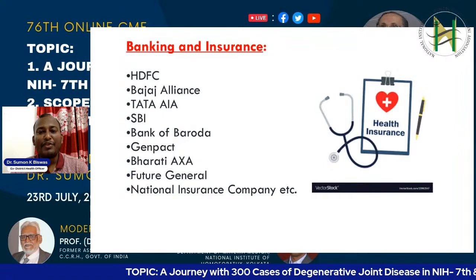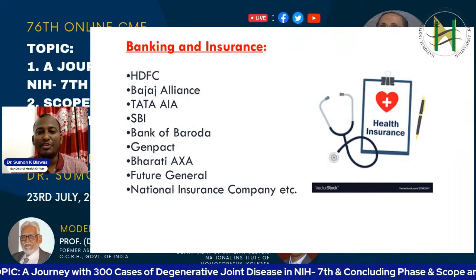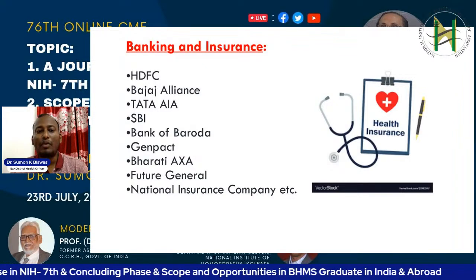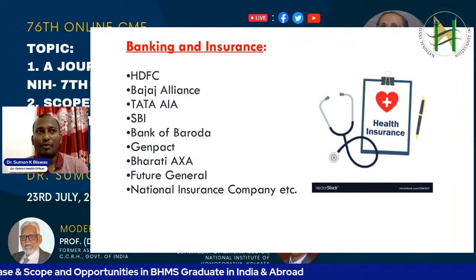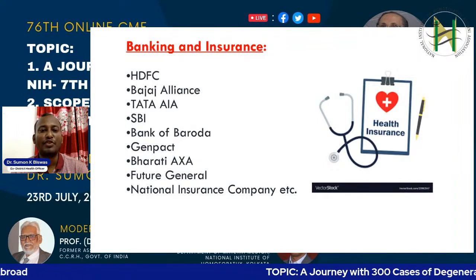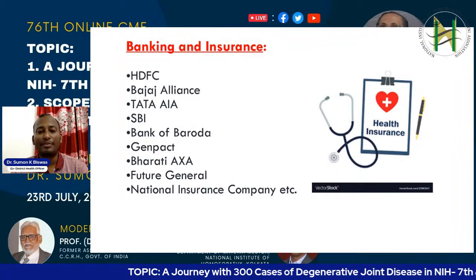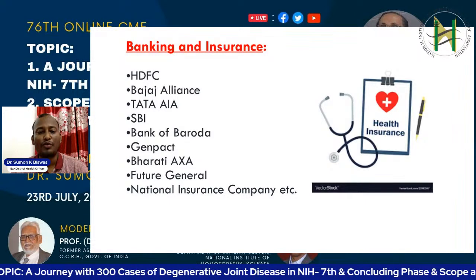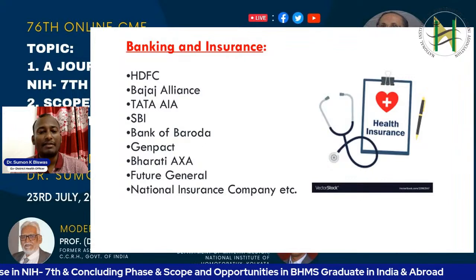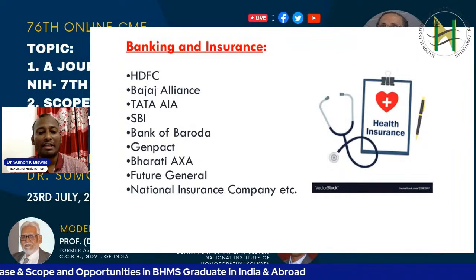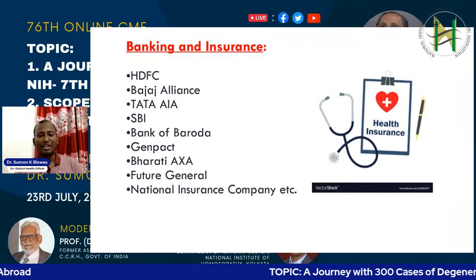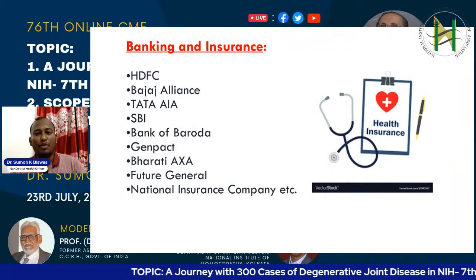If you look around the banking and insurance sector, there are 15 health insurance companies providing medical coverage, and it comes from homeopaths. You can work there as a medical officer. For example, at HDFC, for a patient who applies for Mediclaim, if you work as a medical health insurance officer, you need to verify it. All these institutes have opportunities for us as medical health insurance officers: HDFC, Bajaj Allianz, Tata AIG, SBI, Bank of Baroda, Genpact, Bharti AXA, Future Generali, National Insurance Companies. These are the organizations that have opportunities to work with them.